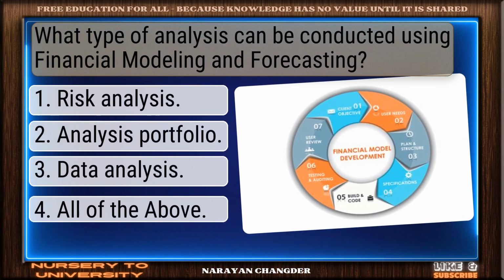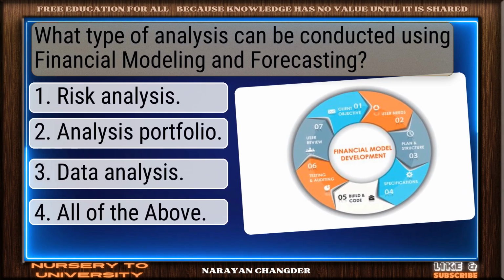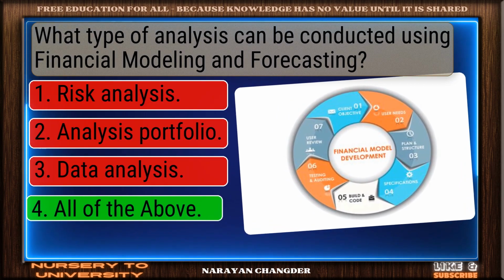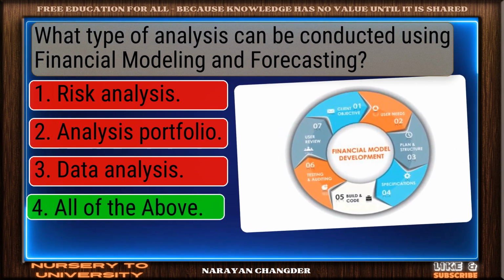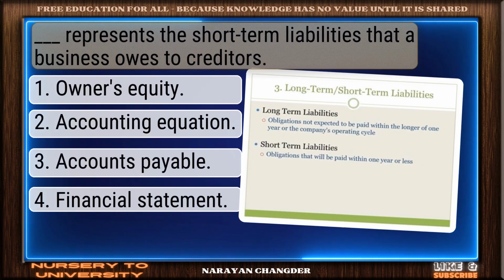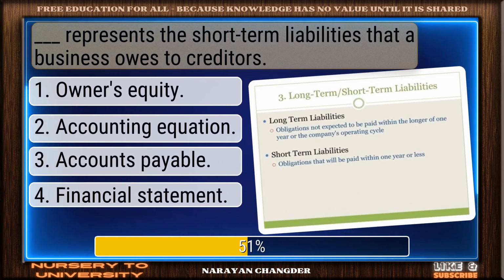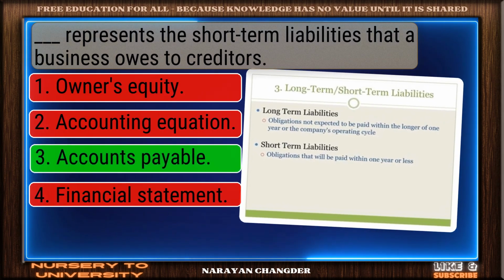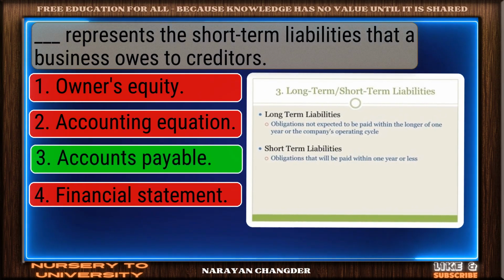What type of analysis can be conducted using financial modeling and forecasting? Nice selection. All of the above is the correct and valid answer. Dash represents the short-term liabilities that a business owes to creditors. Clear logic. Your choice, accounts payable, is sound and 100% true.